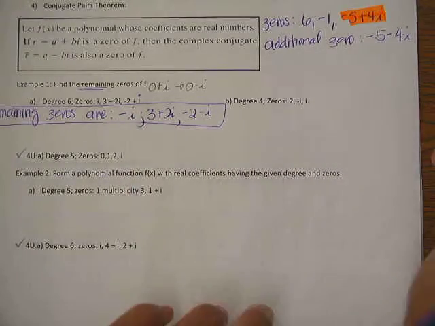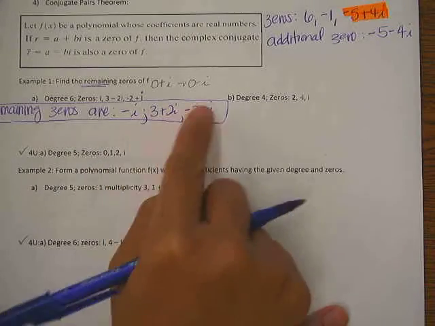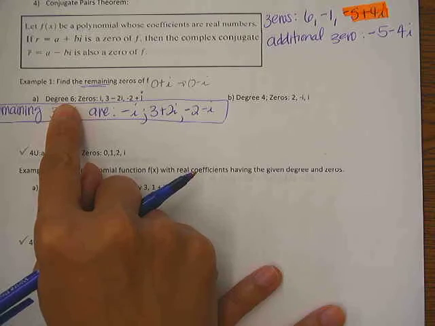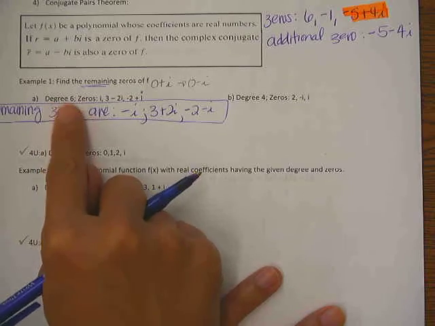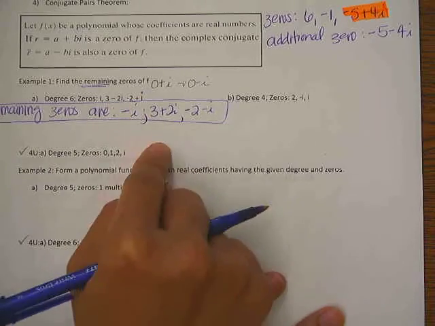All right, let's count to see how many zeros we have: 1, 2, 3, 4, 5, 6. And this polynomial function has a degree of 6. Therefore, we need exactly 6 complex zeros.